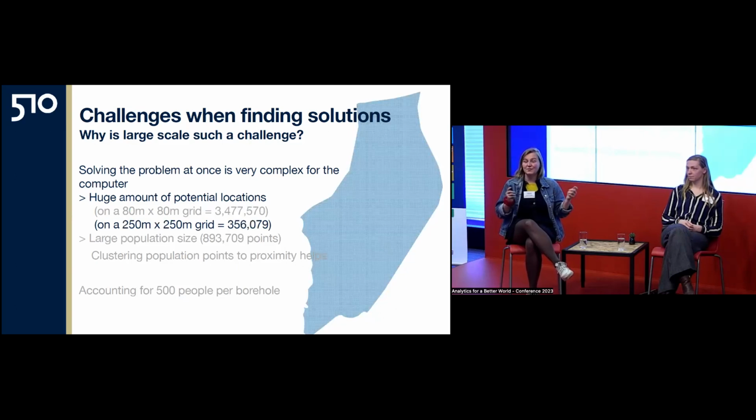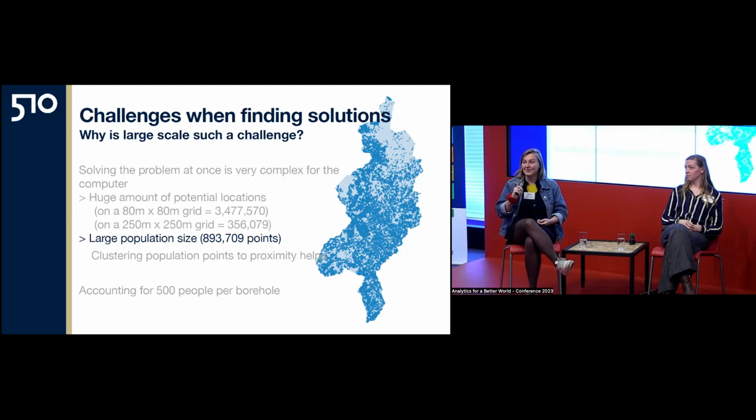And if we move on to a larger grid of 200 meters by 200 meters, you can already see it's less crowded. And still we are left with more than 350,000 possible locations in all of Darfur. Another challenge is the large population size, because for this problem we have almost 900,000 population points, and we want to assign every single one to a borehole.